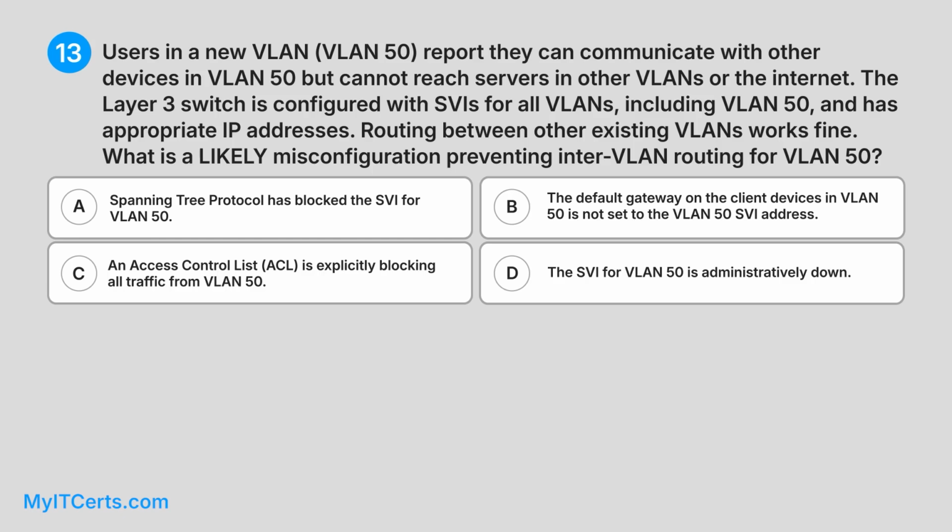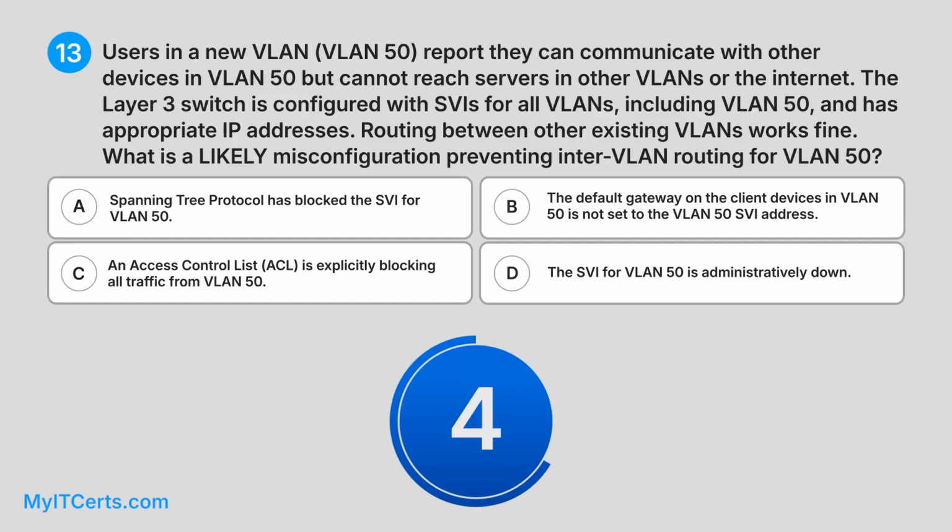A. Spanning tree protocol has blocked the SVI for VLAN 50. B. The default gateway on the client devices in VLAN 50 is not set to the VLAN 50 SVI address. C. An access control list, ACL, is explicitly blocking all traffic from VLAN 50. D. The SVI for VLAN 50 is administratively down. Can you guess the answer?